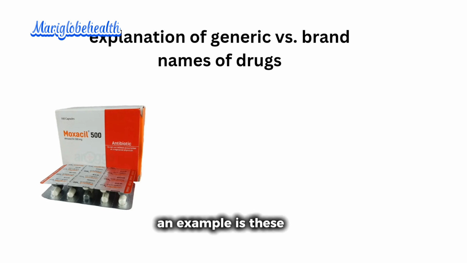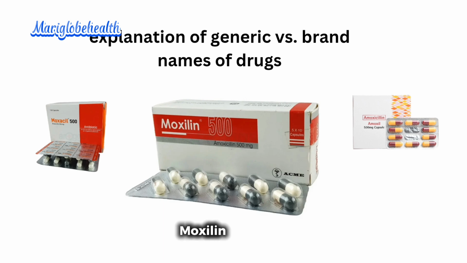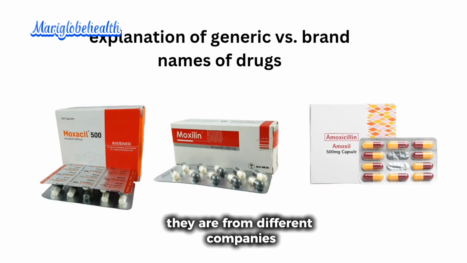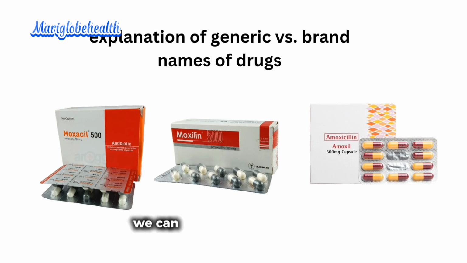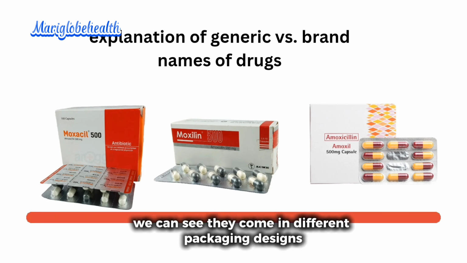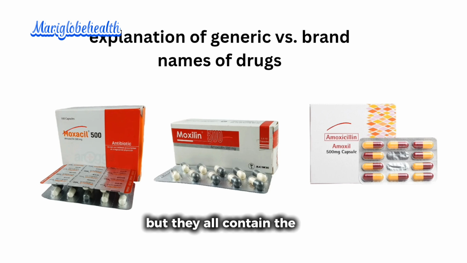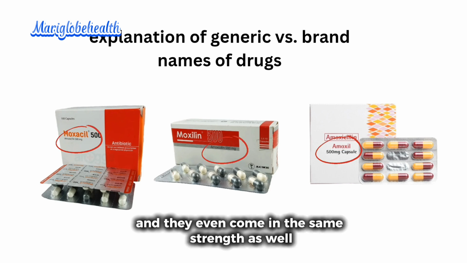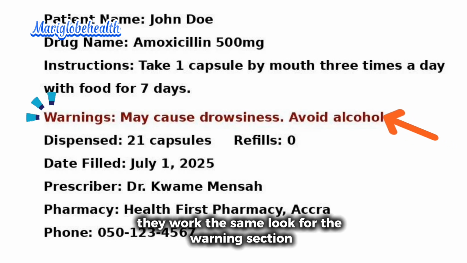An example is these three medications: Moxacil, Moxilin, and Amoxil. They are from different companies, and that's the name the manufacturer gave to each. We can see they come in different packaging designs and probably different prices, but they all contain the same active ingredient, which is amoxicillin, that's the generic, and they even come in the same strength as well. They work the same.